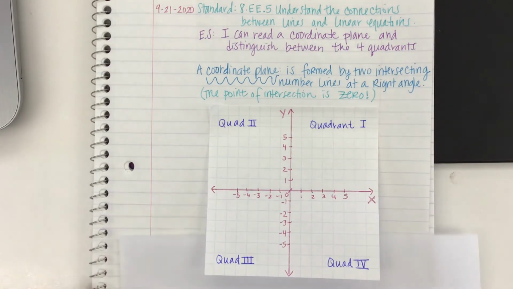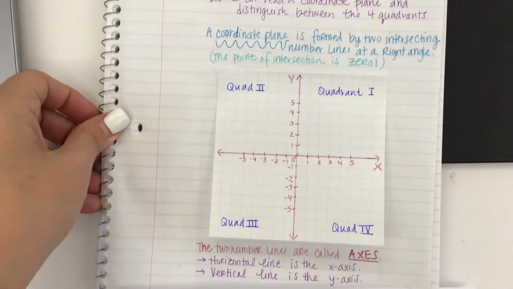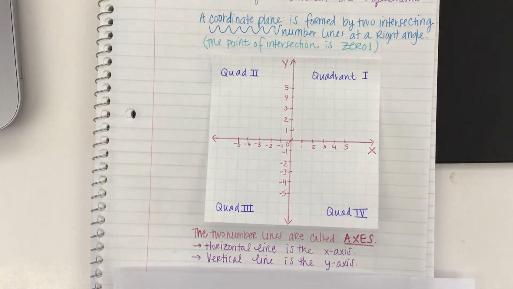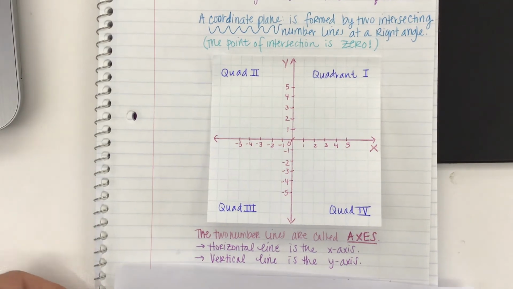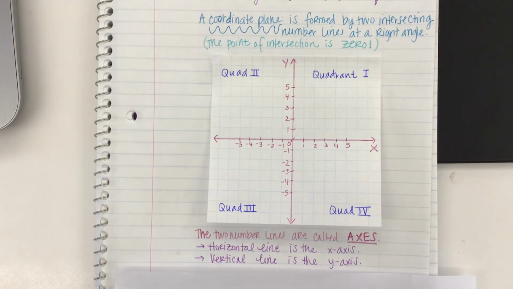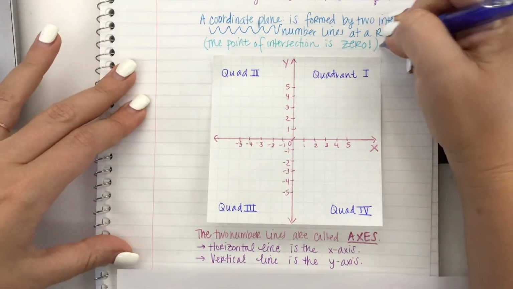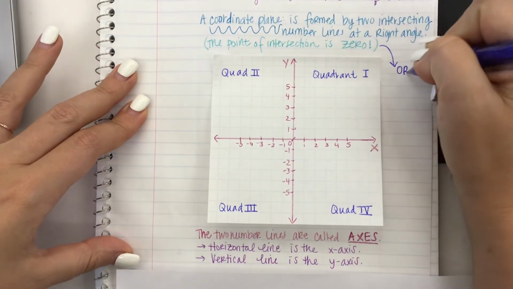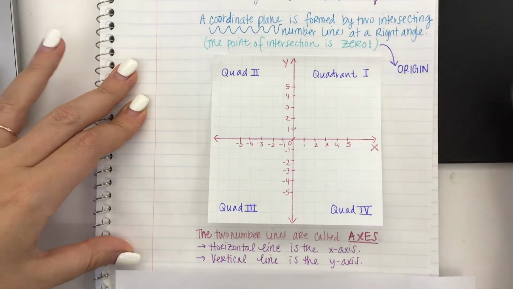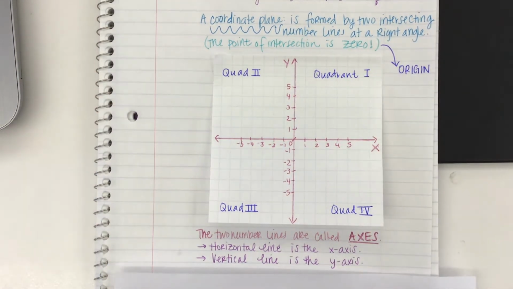So a couple of things that you need to know, okay? The 2 number lines that we just drew are called axes, okay? The horizontal line is the x-axis and the vertical line is the y-axis. That is really important to know. Now 0 is the origin, okay? 0 right here is the origin. That's normally where we will start when plotting points, okay?